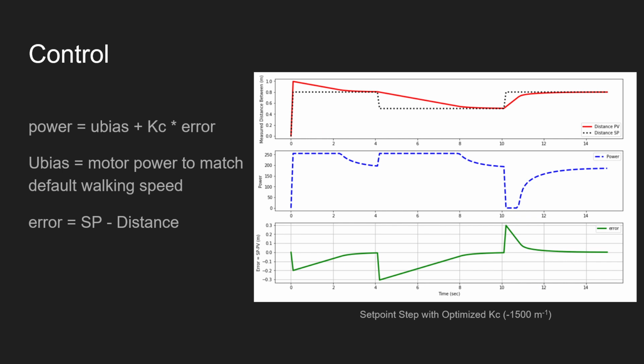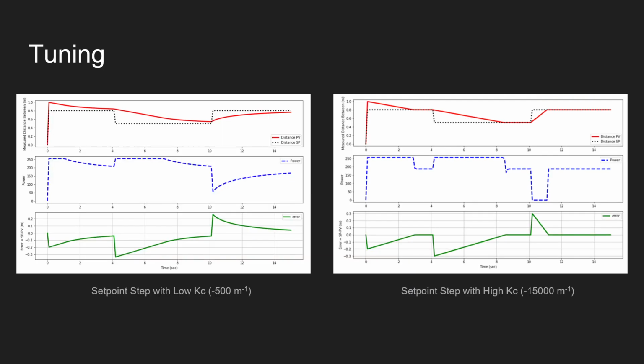We have some step tests that we performed with the simulation with our car. And right here we have an optimized KC value of negative 1500 meters inverse. With that, we had our car go through some step tests to see how quickly it would respond. Just some key equations: we have our power, which is our U bias, plus our KC times our error. Error is obviously the set point minus the distance, and our U bias was the motor power needed to match our walking speed.